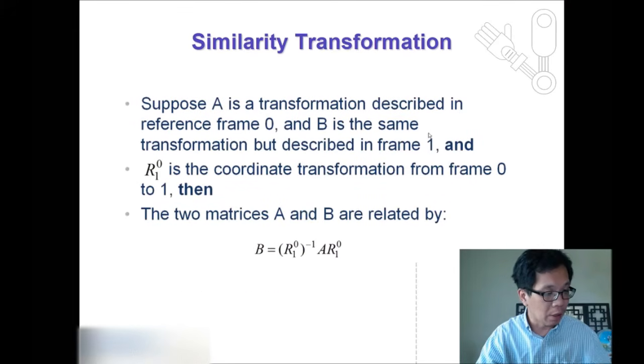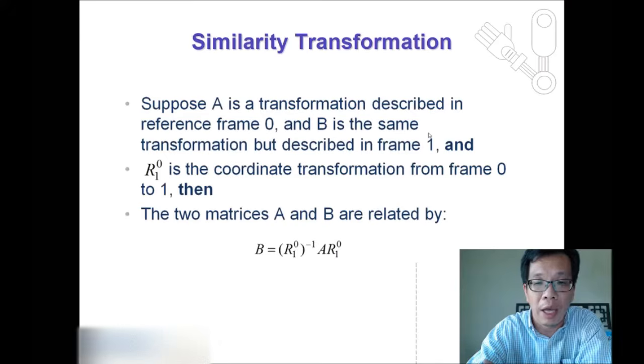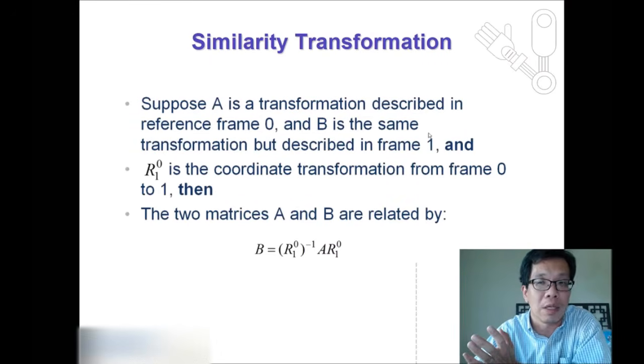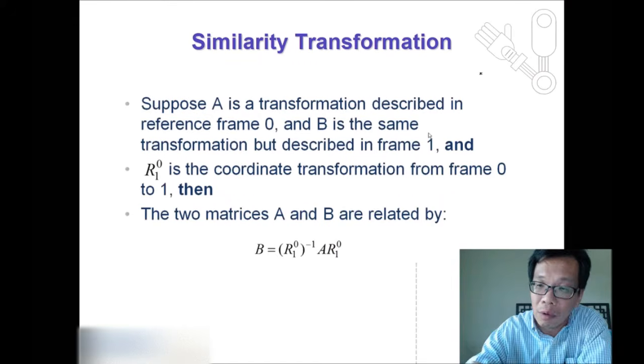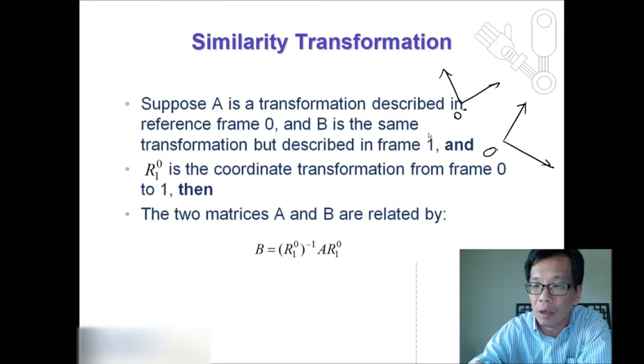There is one other thing that I would like to get your attention. Suppose we have A, a transformation described in reference frame 0, and B is the same transformation but described in frame 1. And R10 is a coordinate transformation from frame 0 to 1. So if you have an A that is maybe rotated about the x-axis or y-axis, or it's actually a combination of two. So you got frame 0, you got O1 over here.